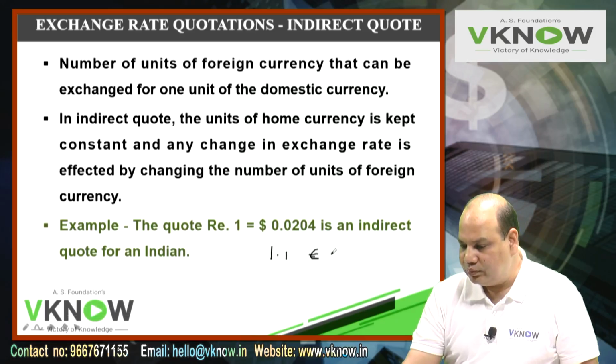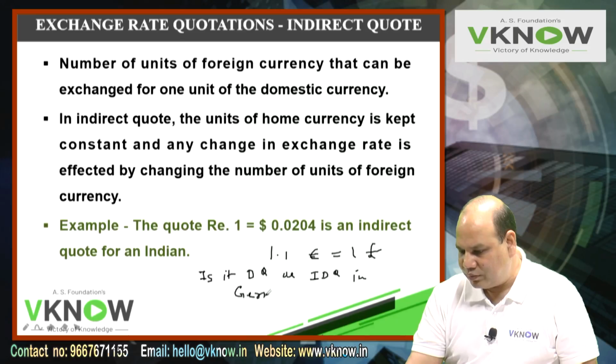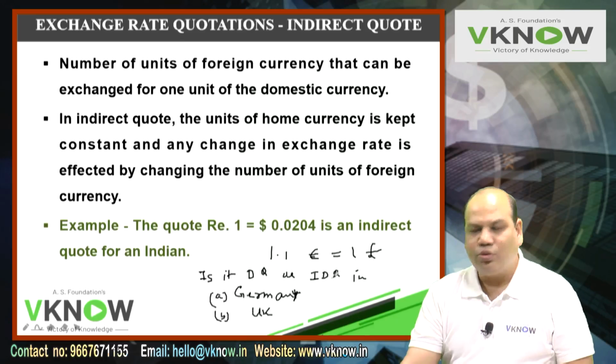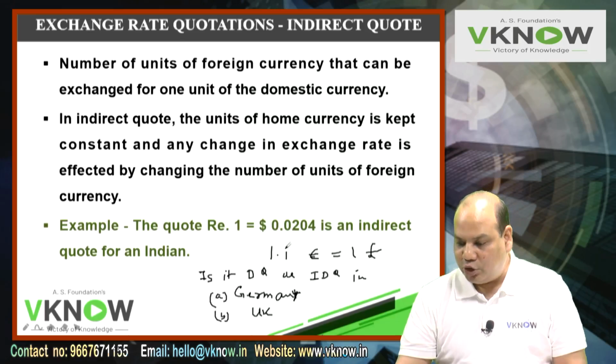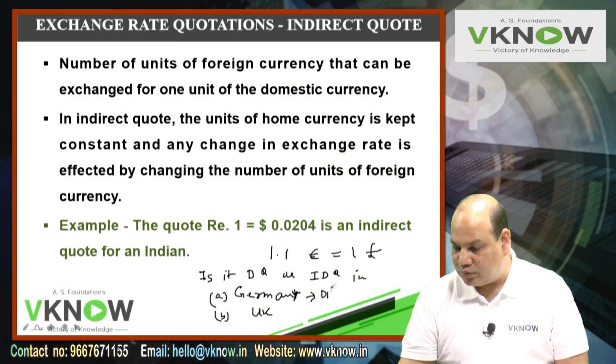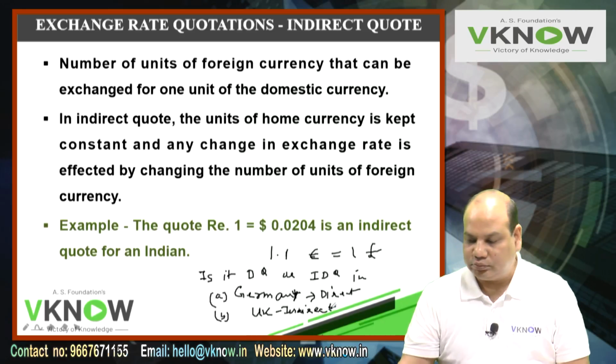1.1 euro is equal to 1 pound. Answer: is it a direct quote or indirect quote in Germany? Question number B, UK. Is it a direct quote or indirect quote in Germany? 1.1 euro is equal to 1 pound. So this will be a direct quote in Germany and this will be an indirect quote in UK.